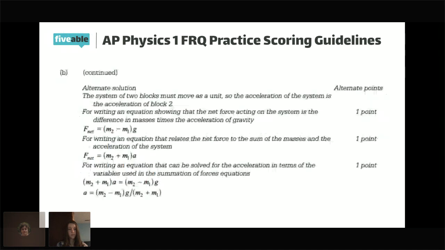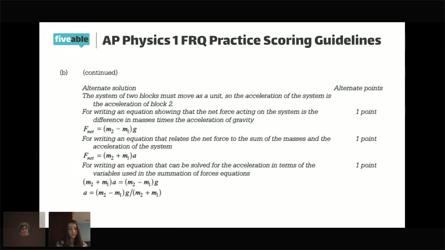This is an alternate solution. I don't really like this kind of solution where they use net force in the system, because it only works if the pulleys are massless, and that's not always going to be the case in your future. It probably is for Physics 1, but it's good to get into the habit of solving Newton's second law for both blocks, because that will always work, whereas this won't always work.